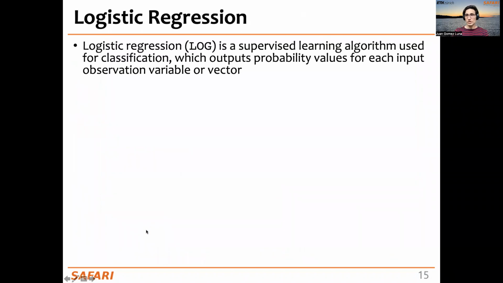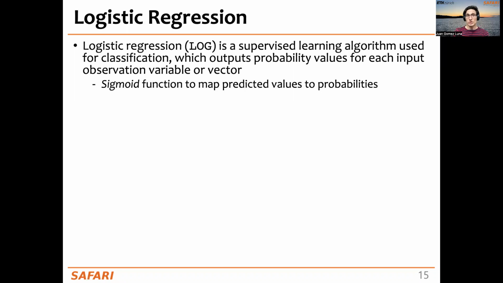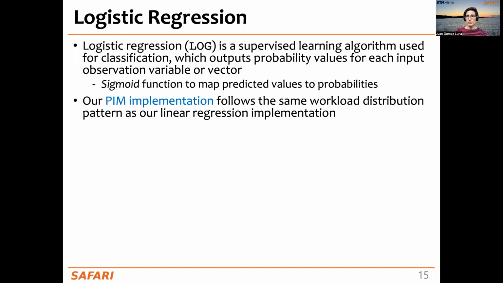Okay, for logistic regression, which is a supervised learning algorithm that is used for classification and outputs probability values for each input observation variable or vector, we use the Sigmoid function to map predicted values to probability. In our PIM implementation, we follow the same workload distribution as in the linear regression implementation, and we have, in this case, 6 different versions of logistic regression.